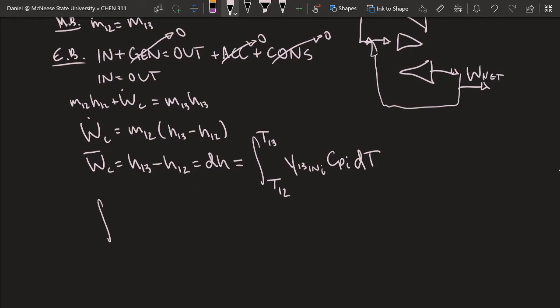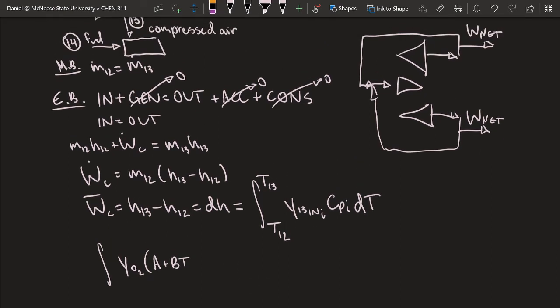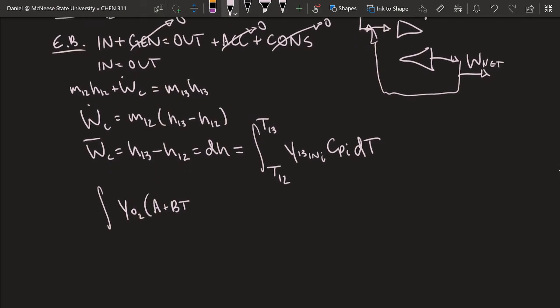All right, and then you write this integral out. You just keep going, and you solve it, basically. You use your y13 for, I'm just going to write y for O2, and then your big, long CP. The problem here is that you don't know what T13 is. So how are we going to solve it if we don't have y13?